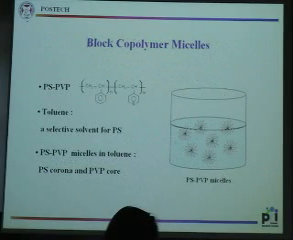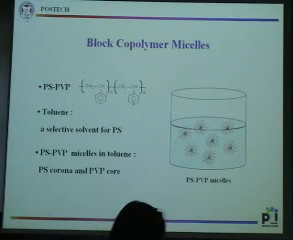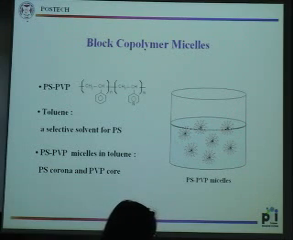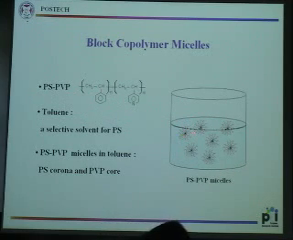As you know, in a selective solvent of one of the blocks of block copolymers, they form micelles above the critical micellar concentration. For example, toluene is a selective solvent for the polystyrene block of polystyrene-polyvinylpyridine block copolymers. So in a toluene solution, the PS-PVP form nanometer-sized micelles with the PS corona in red color and the PVP core in gray color.